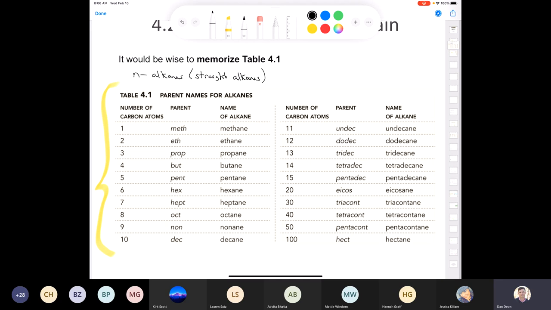If you have only one carbon, it's methane. If you have two, it's ethane. 3, it's propane. 4, it's butane. 5 is pentane. 6 is hexane. 7 is heptane. 8 is octane. 9 is nonane. 10 is decane.